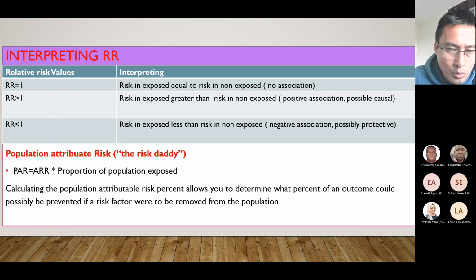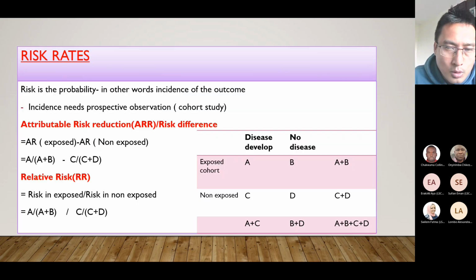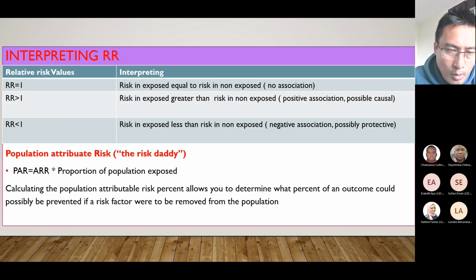So in exam, what they tend to do is they will ask you to calculate ARR. They will give you the value of proportion of population exposed, and they will ask you to calculate the population attributable risk. So in this, just make sure you get the attributable risk reduction and you multiply with the value that is given. Sometimes they would give you the value of population attributable risk, which is over here, and they will ask you to calculate the proportion of population exposed. So as long as you know the formula, you know what to do.